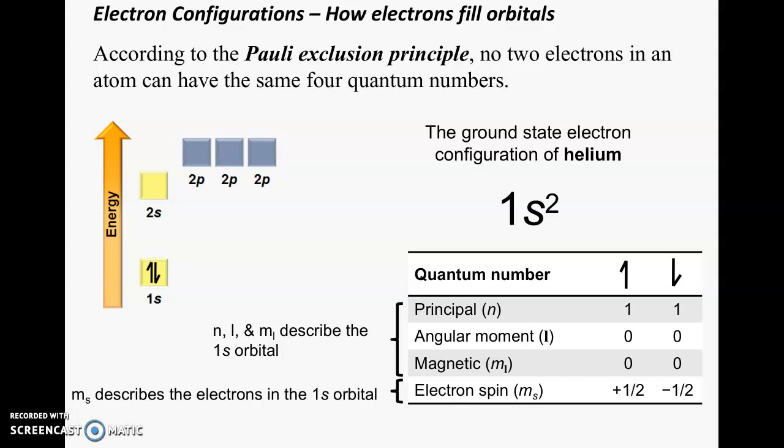The reason they can be in the same orbital is that a spinning charge creates a magnetic field. One where the north would be up, the other where the north would be down. And so, even though like charges repel, in this case the magnetic field causes them to be attracted to each other, and therefore they're compatible.